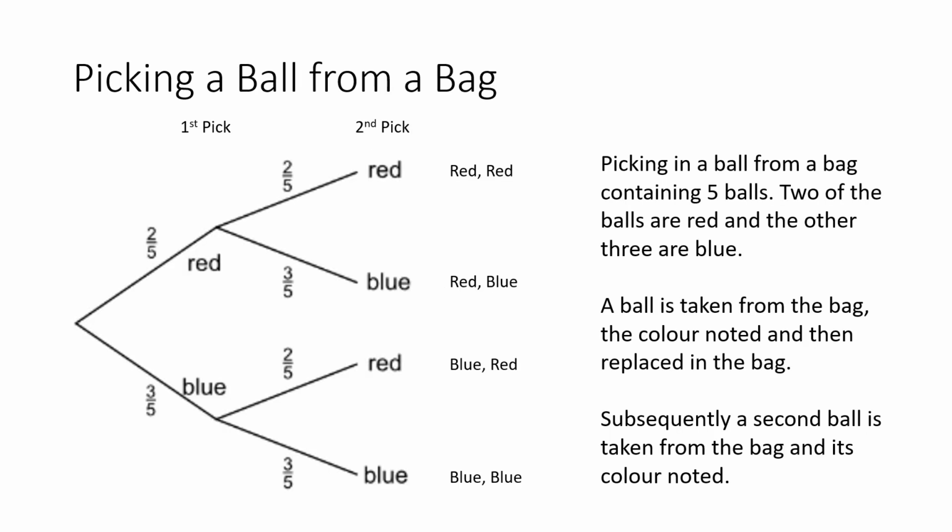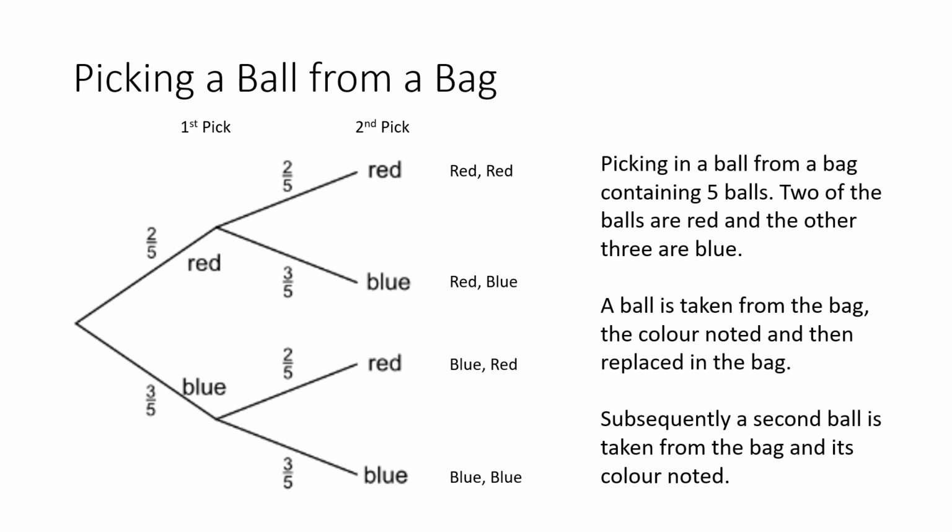Here I'm picking a ball from a bag. In total there are 5 balls inside the bag. 2 of the balls are red and the other 3 are blue. So I've only actually got 2 different outcomes for picking a ball out of the bag. I pick a ball out, I know its colour, and I put it back in.